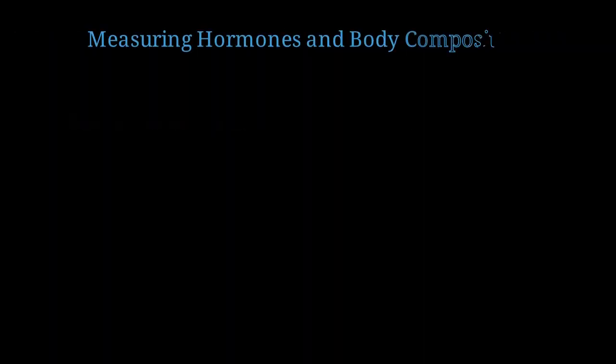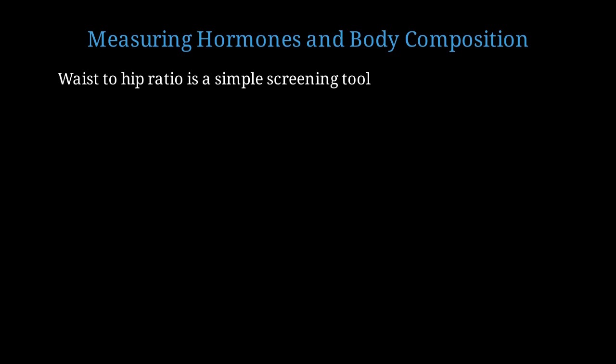So how do we actually measure these hormone imbalances and assess body composition? Let's discuss the clinical approach. Waist-to-hip ratio is one of the simplest screening tools. A ratio above 0.9 in men or 0.85 in women suggests android obesity and metabolic risk. Waist-to-hip ratio equals waist circumference divided by hip circumference. This provides information about fat distribution patterns.